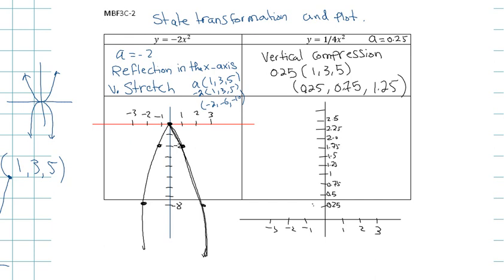Where's my vertex? 0, 0. Okay? Now, what do I do? Go up 0.25 over 1. Go up 0.25 over 1. So this is where my point is going to be. I can go over 1 to both sides, right?